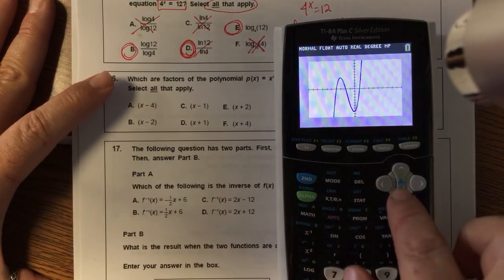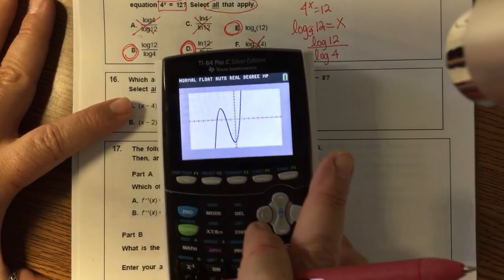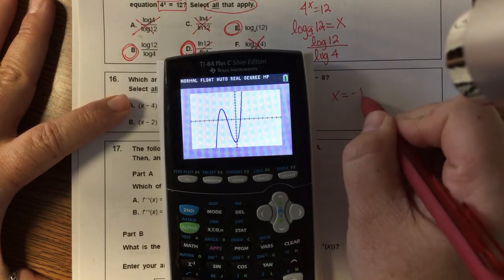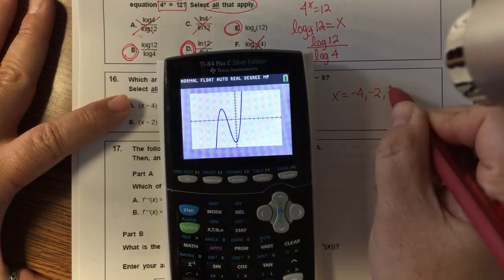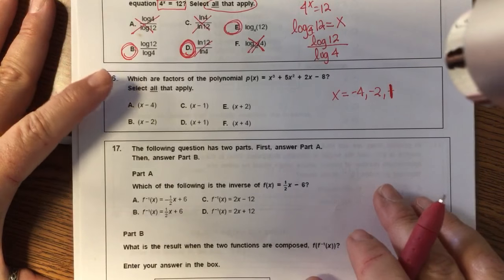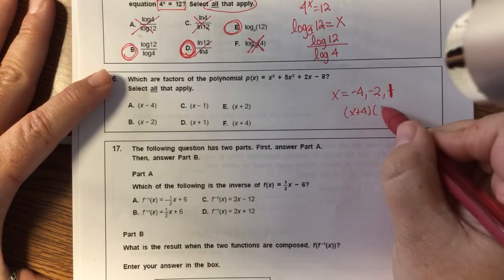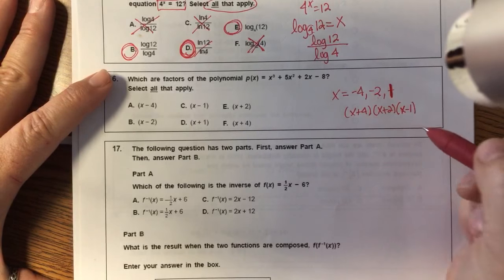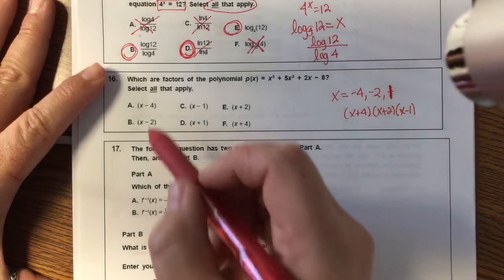Okay. What am I looking for on factors? Where it touches the X. Yes, so where does it touch the X at? -4, -2, and positive 1. Yes. Okay, how do I write those, though, as a factor? This would be x plus 4. This one would be x plus 2. And this one would be x minus 1.